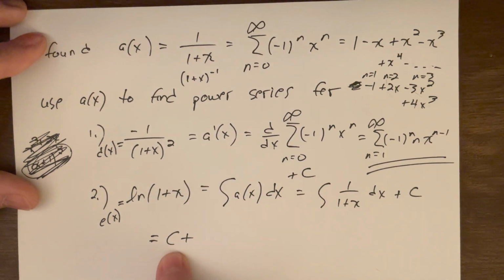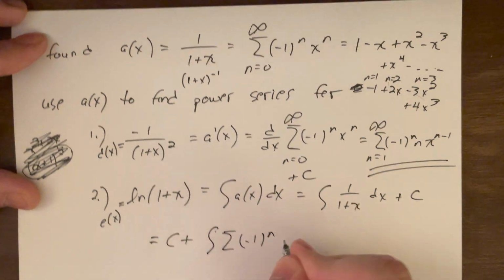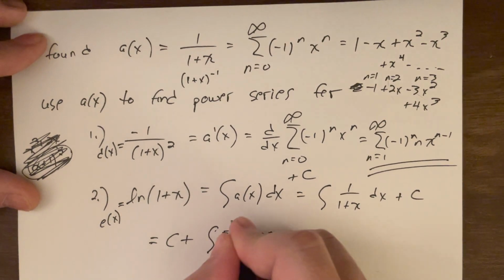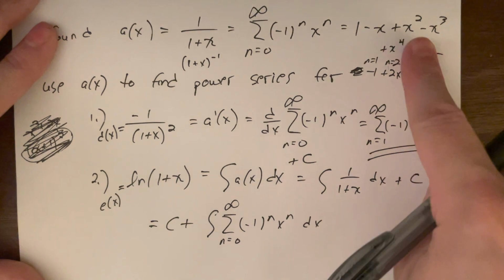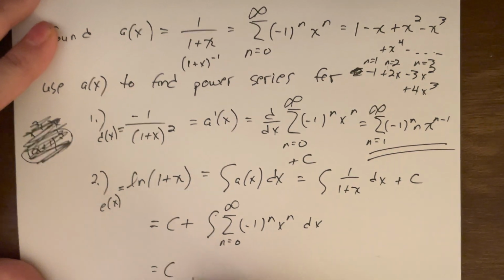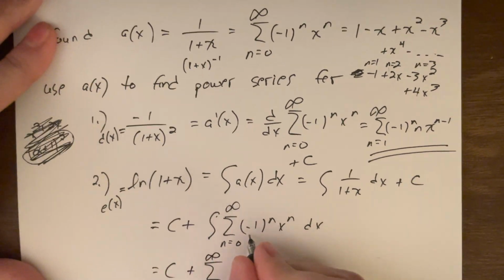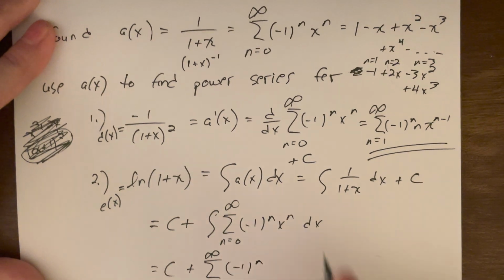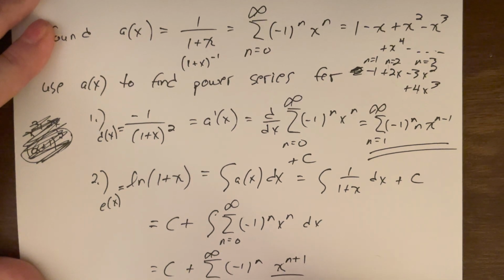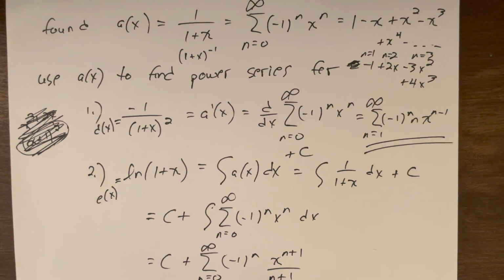I have the plus c, but I'm going to take the antiderivative of the power series. And just like I did up here, I could do it one term at a time, or I can do it generically. This time I'll do it generically first. Leave this alone. x to the n becomes x to the n plus 1 divided by n plus 1. And there's your power series.